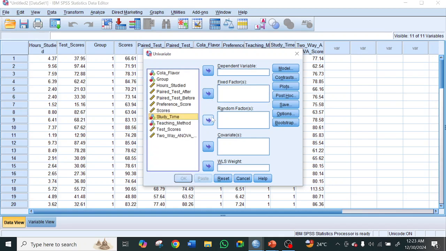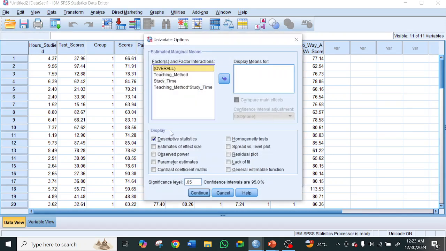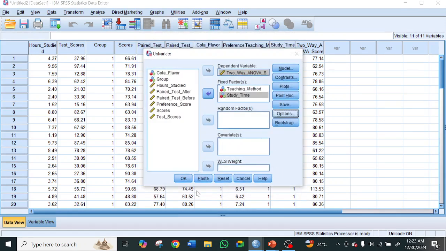Okay, so we now put our dependent variable, which is the score, in the two-way ANOVA. Then for fixed factors, we have teaching method and study time. Then for options, descriptive statistics is already selected, so just continue. Then click our OK button here to get the output.